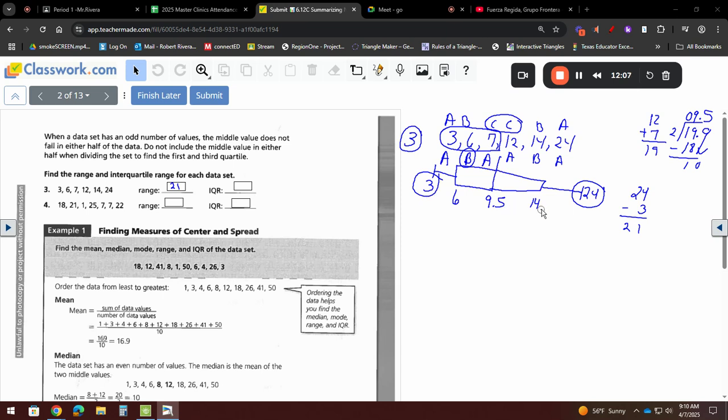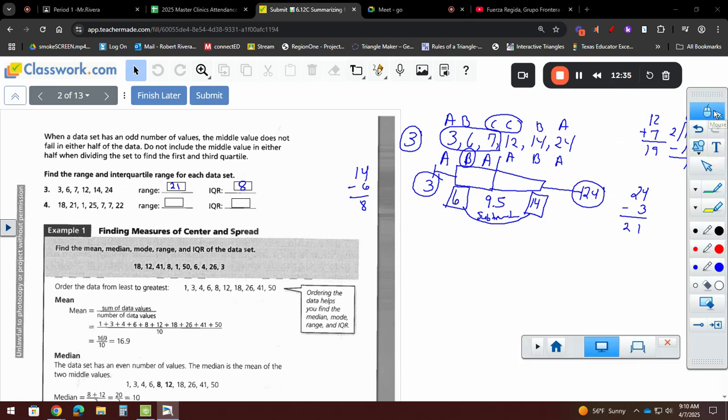IQR. I'm gonna box it for you. IQR would be 14 and who? 6. Same thing. What I'm gonna do with these two, I'm going to subtract. So 14 minus 6 will be 8. So the IQR would be what? 8. Questions? Now that one had 2 in the middle. That's why we have to be careful with those 2 in the middle. Now the next one I believe will not have 2 in the middle. Will have only 1 in the middle.